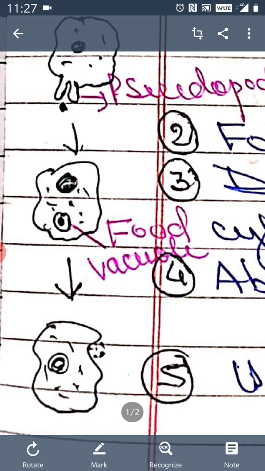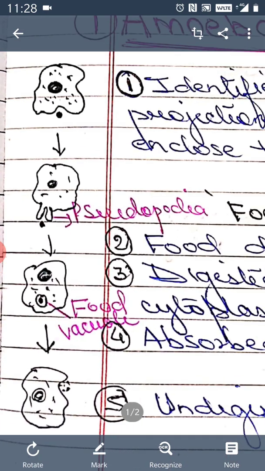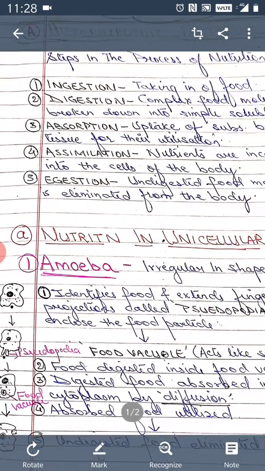When the food is digested and absorbed, the waste material that is left is going to come near the plasma membrane. The plasma membrane is going to rupture and whatever undigested food matter is there is going to move out of the amoeba. So this is how egestion takes place. In the last diagram you can see the waste material or the undigested food has been egested out. So this is how nutrition in amoeba takes place.